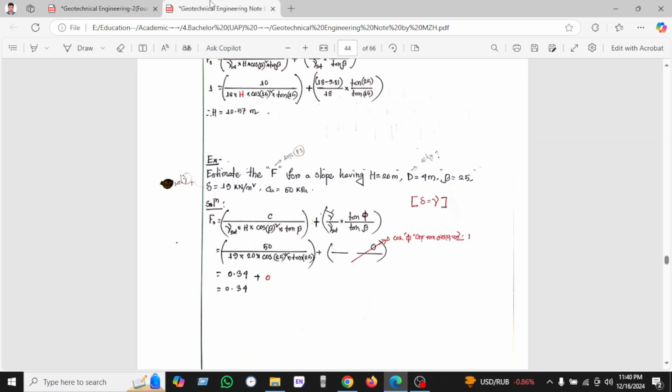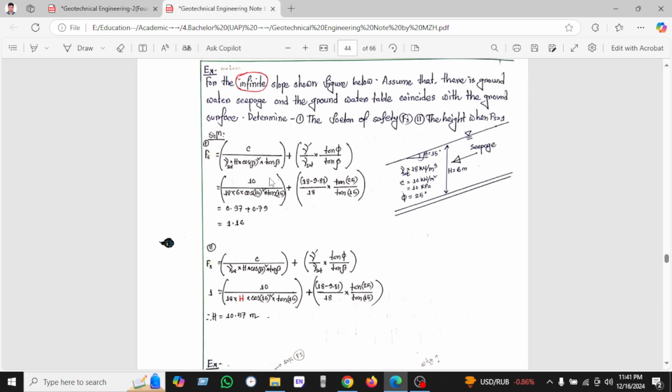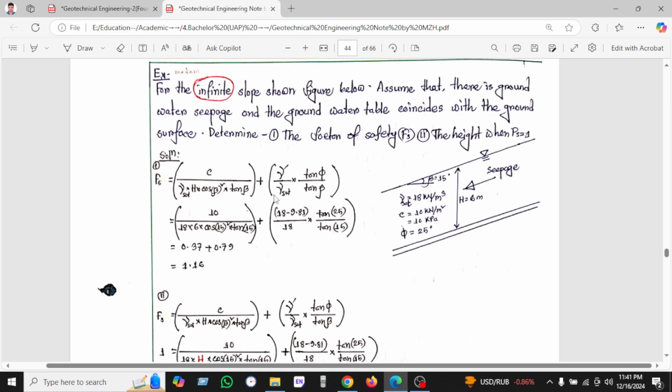The slope is safe. So let's see another example. You can see the infinite slope shown here below. They assume that there is groundwater seepage and the groundwater coincides with the ground surface. Determine the factor of safety, and the height when the factor of safety is 1.